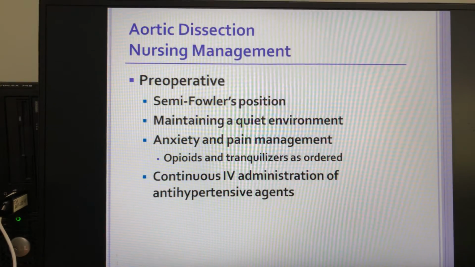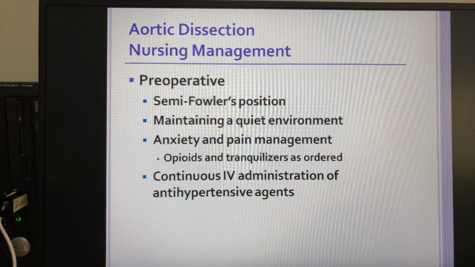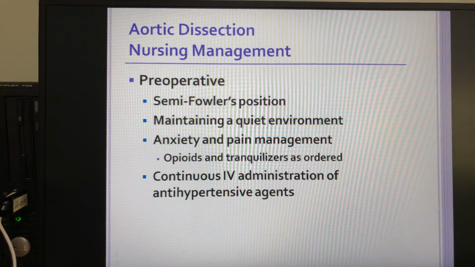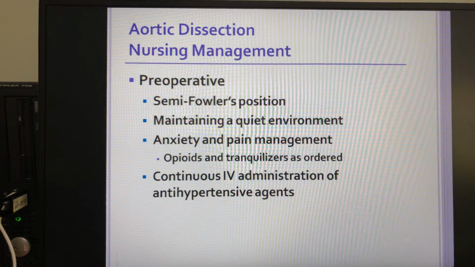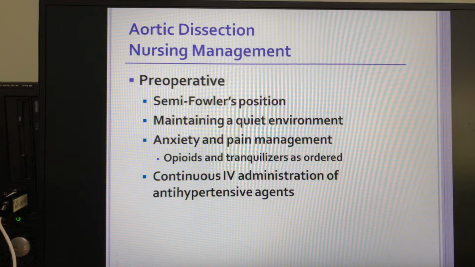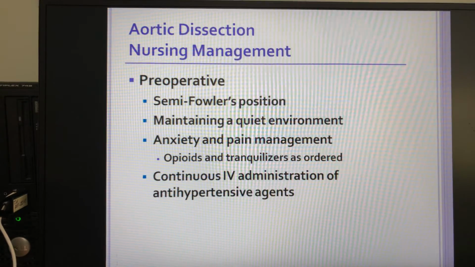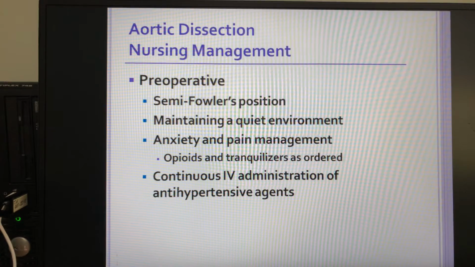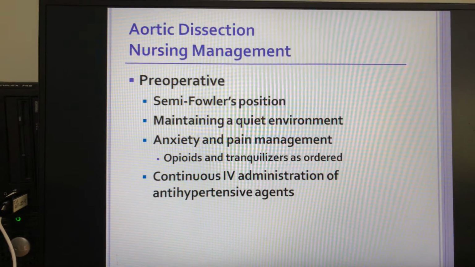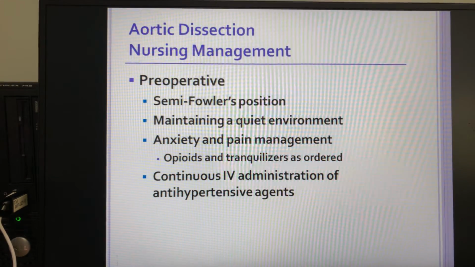So finishing the aortic dissection in nursing management. In the preoperative phase, these particular measures help to keep the heart rate and systolic blood pressure at the lowest possible level that maintains vital organ perfusion, and that's typically a heart rate less than 60 with a systolic blood pressure between 110 and 120. And to prevent the extension of the dissection, we want to manage the pain and anxiety, because they can cause elevations in the heart rate and systolic blood pressure.